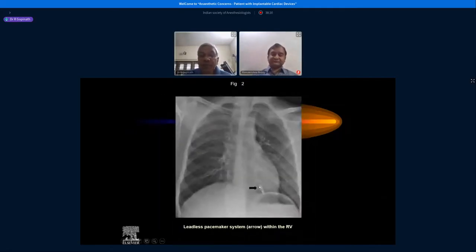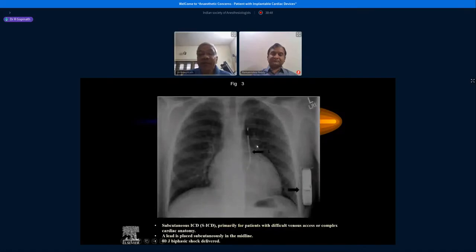This is an example of newer devices which are there, called leadless pacemaker systems. They are just implanted in the right ventricle and they keep pacing the patient. So it is a very minute device that is kept in the right ventricle. When you don't have access to the heart, they can also keep a device which is subcutaneous with a lead, and a thick lead is basically used for, these are called shock coils. So it is basically for shocking. So yes, this is a subcutaneous implantable cardioverter defibrillator.